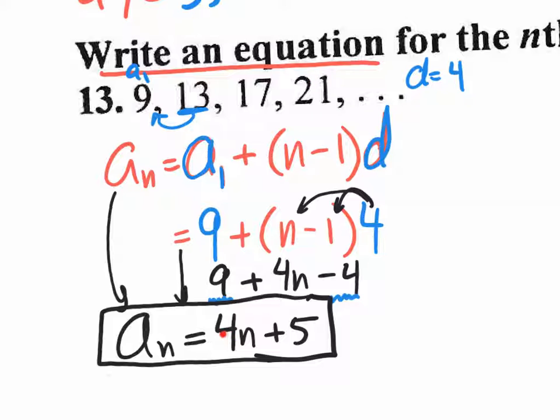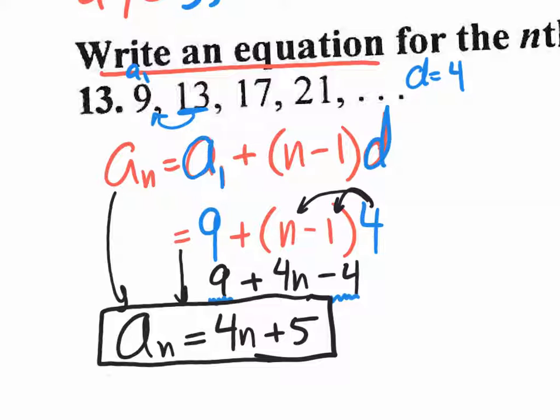For example, 4 times 4 is 16. 16 plus 5 is 21, and 21 is the fourth term. So I know that I got the right function that produces this list. I know I have the right equation that produces that list. And it comes in handy in case they ask you for the 50th term, the 100th term, or any term they ask you for.